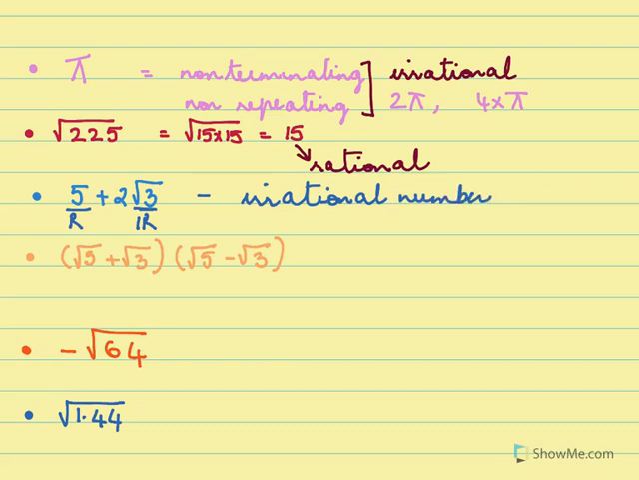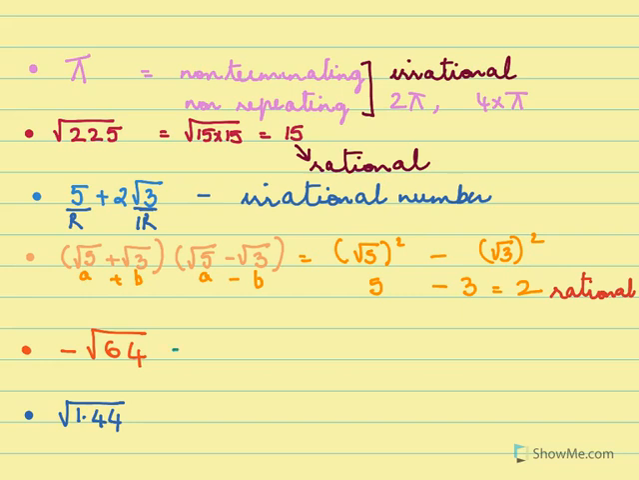Next one, you have A plus B, if you notice, and this is A minus B. A plus B times A minus B is A square minus B square. So root 5, root 3. Root 5 into root 5 is 5, root 3 into root 3 is 3, and that comes 2. So this number also will be now rational, because 2 is rational.